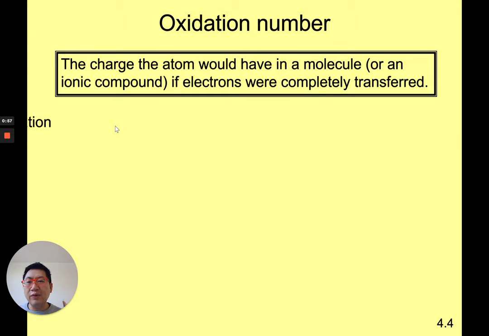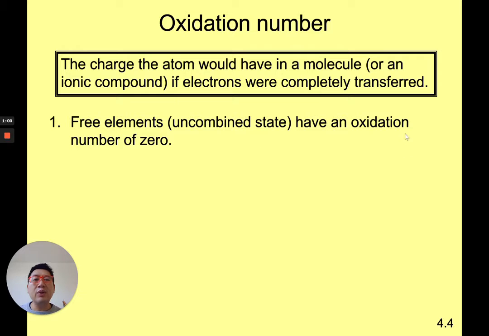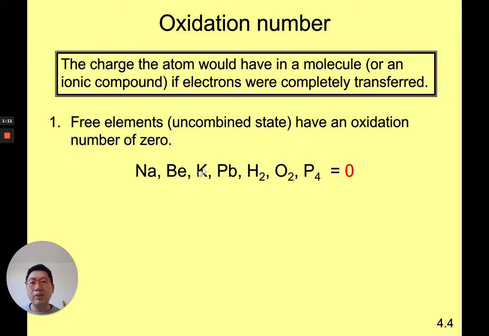Okay, so the very first rule is what are known as free elements. Elements that are uncombined have an oxidation number of 0. Examples of that: sodium, beryllium, potassium, lead, hydrogen, oxygen, phosphorus. If it's an uncombined element, like H2, you might ask, but isn't that 2 hydrogens? Yes, it is. Or 2 oxygens here, or 4 phosphoruses here. Yes, they are, but it's just elements by themselves.